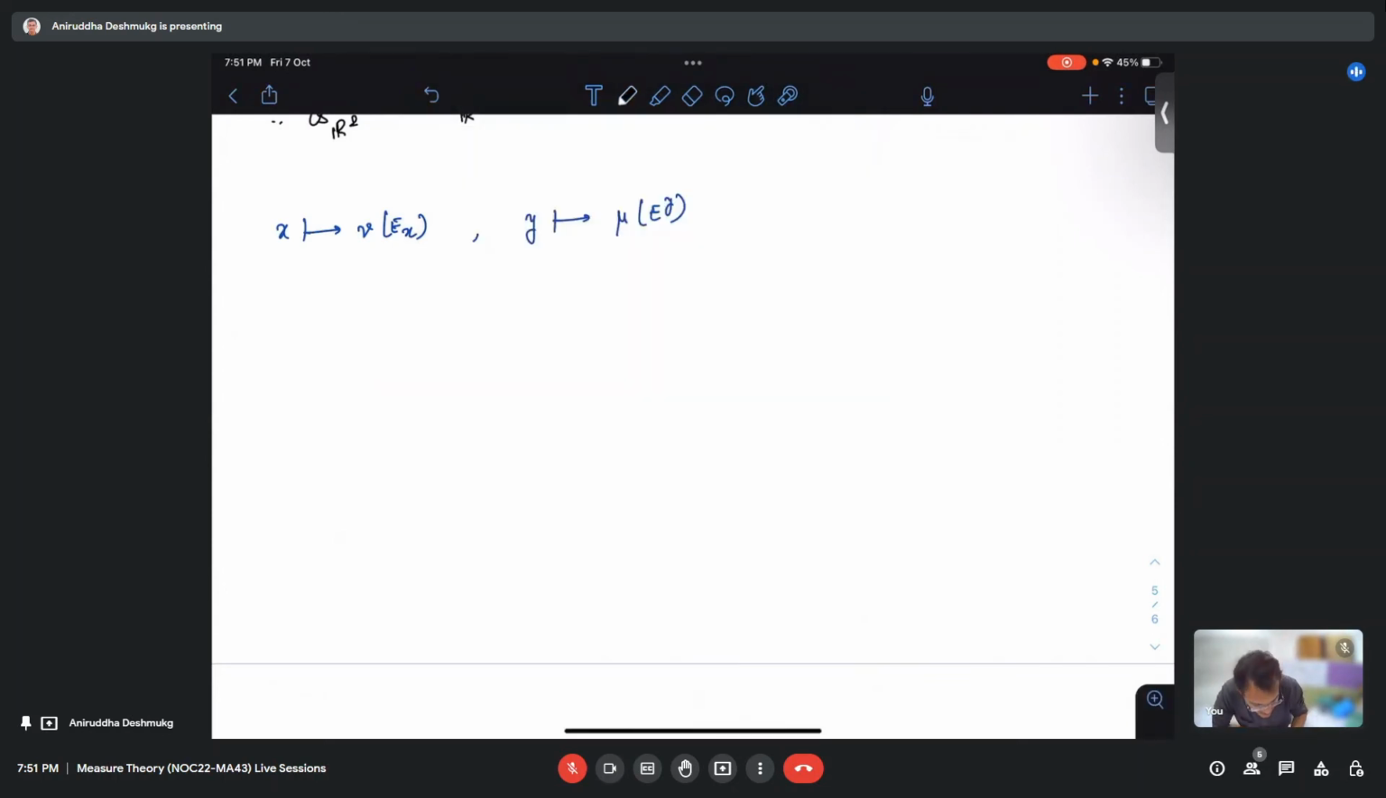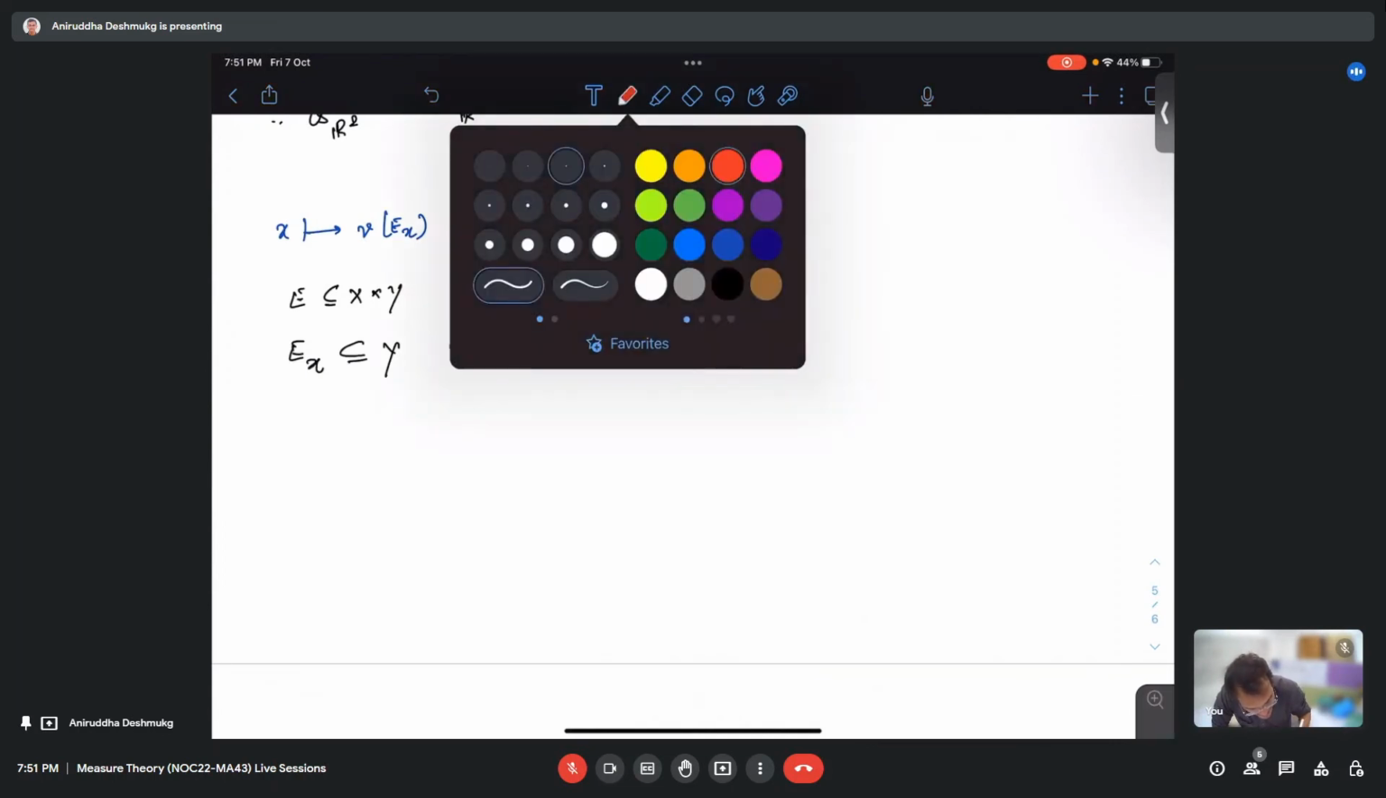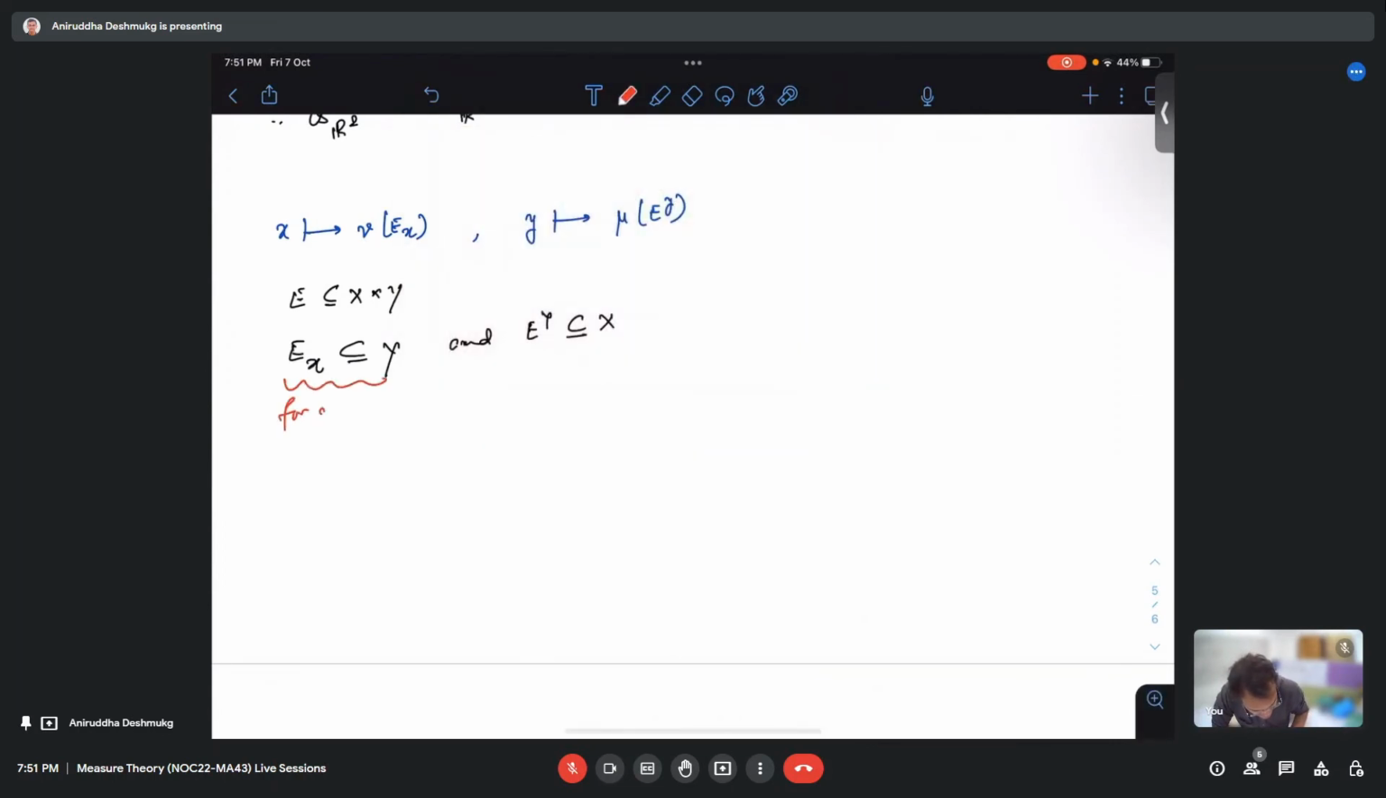Let us try to see. E is given as a subset of X cross Y. From this set, we can construct E_x, which is a subset of Y, and E^y, which is a subset of X. But this is for a fixed x, right? If I change my x, then E_x is going to change, because the y's depend on the x.